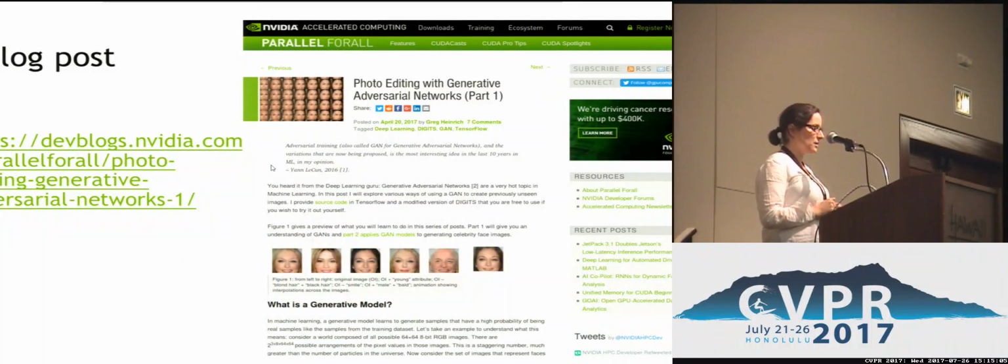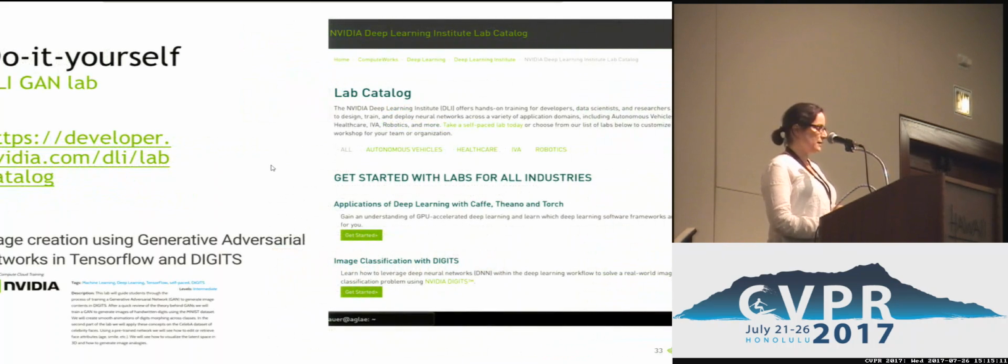Okay, if you want to read more about that, we have a blog post that explains everything, because I'm not going to detail it completely. And we also have a way for you to train it and do the conditioning on MNIST, and also train and do the face demonstration I've shown you before.